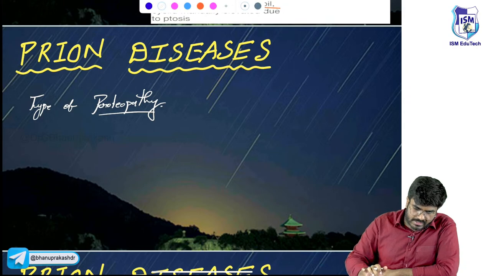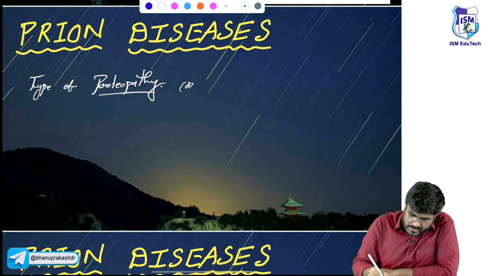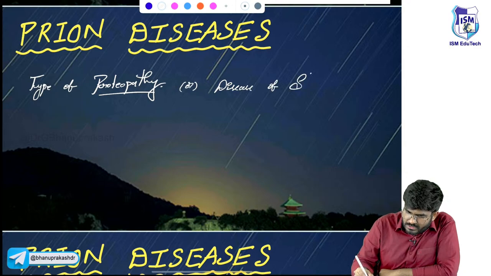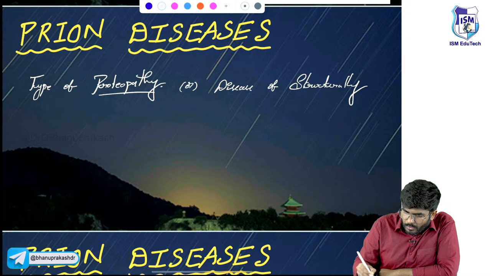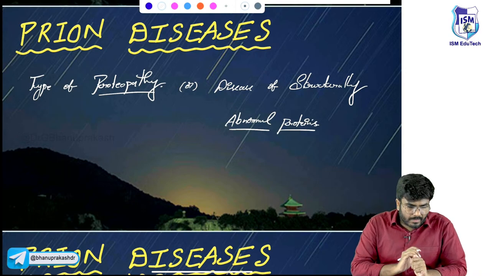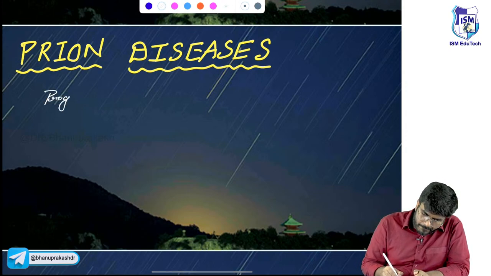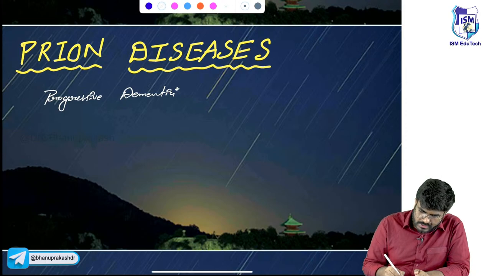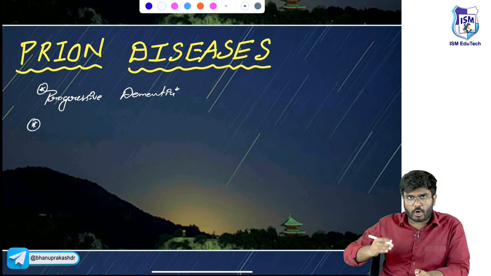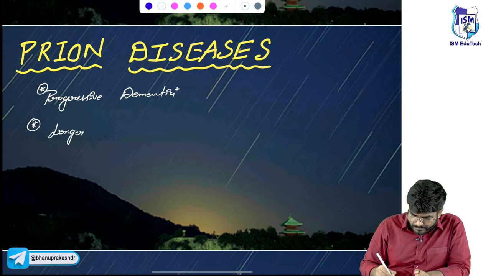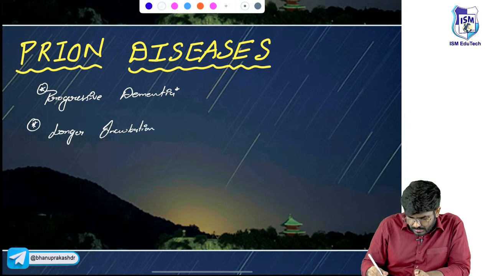Now I will explain to you. So prion disease is a type of proteopathy, or you can say a disease of structurally abnormal proteins. These patients with prion disease are going to have progressive dementia, because they are going to have longer incubation periods. Long time, it will take a lot of time.